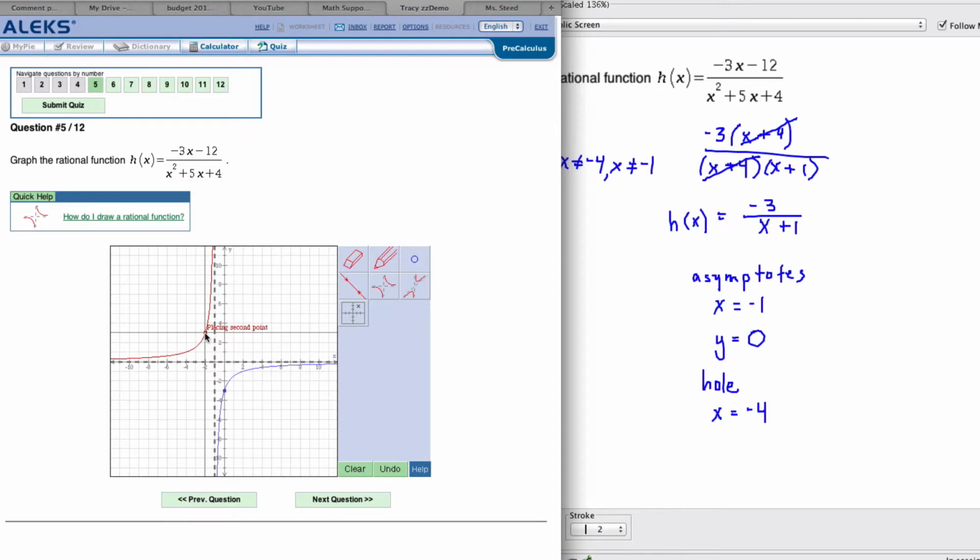We plot that point. We need to add the hole, and the hole is at x equals negative 4. So we click on this open point here, go over to negative 4, go up until we hit the graph, and click that point right there, and it's going to create a little hole for our graph.